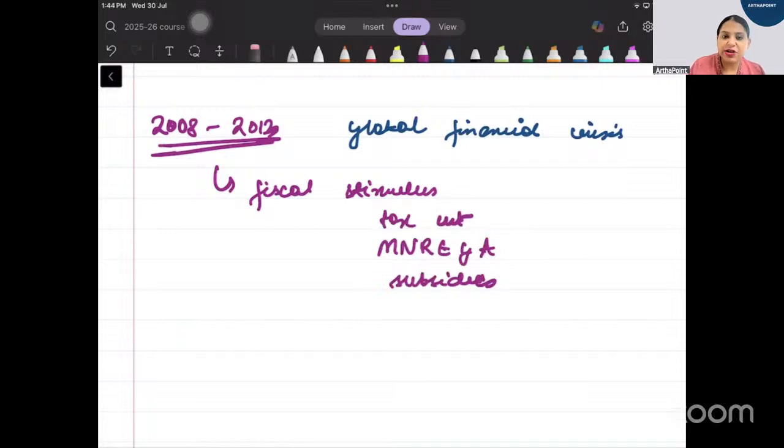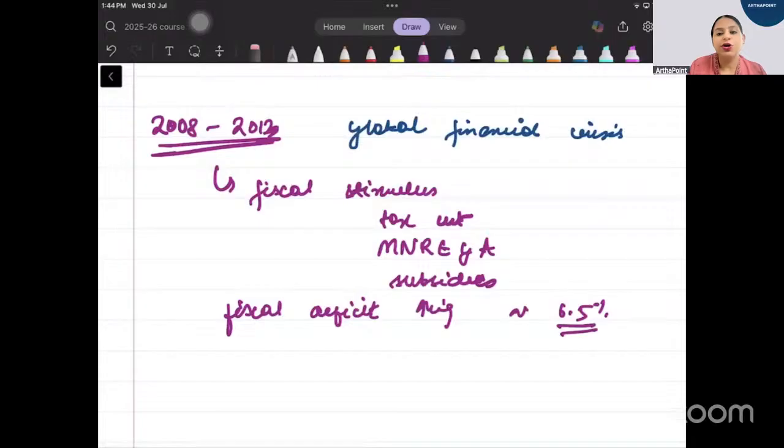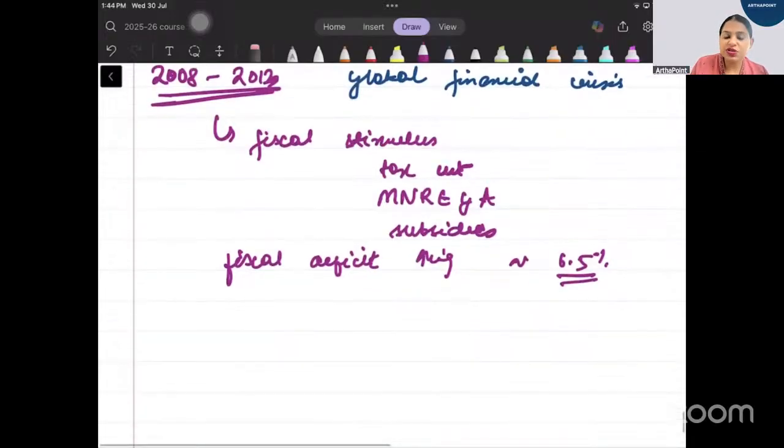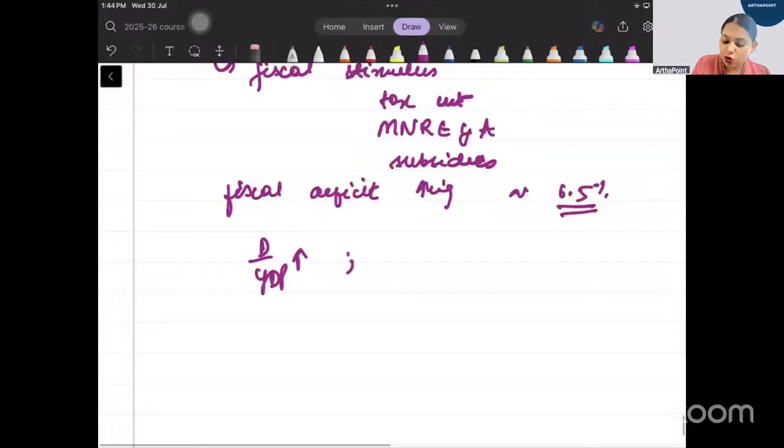So when the expenditure of the government increased, the fiscal deficit started increasing yet again, approximately at 6.5% during 2009-10. Although we saw that the debt-GDP ratio increased, the good part was that there was low external debt.